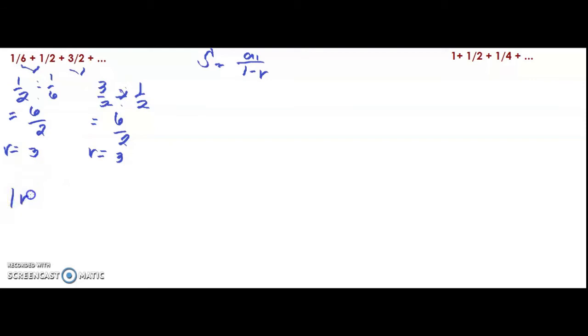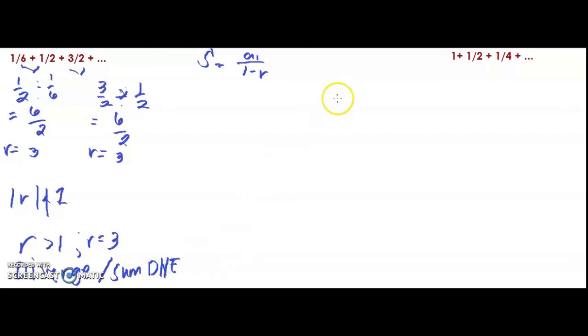We said earlier that the absolute value of r should be less than 1 for the sum of our geometric sequence to exist. Since our r here is not less than 1, because r is greater than 1, wherein r is equal to 3, therefore this pattern is divergent. If the pattern is diverge, then the sum does not exist. Okay. Next, we have the number over here.